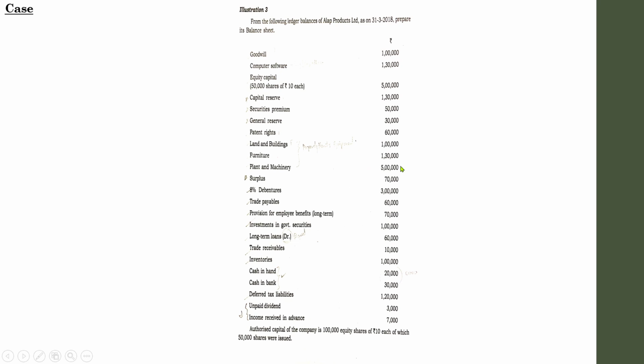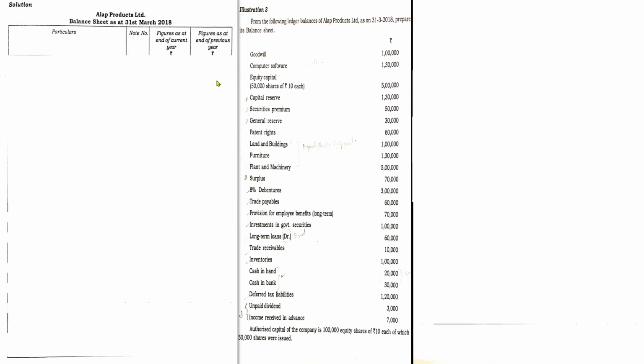So let us begin with the statement of financial position. First of all, you need to give the name of the concern. After that, the title of the statement which you are going to prepare. As per Ind AS, you have to write the title of the statement as statement of financial position. But you can also write balance sheet as on the last date given in the question.